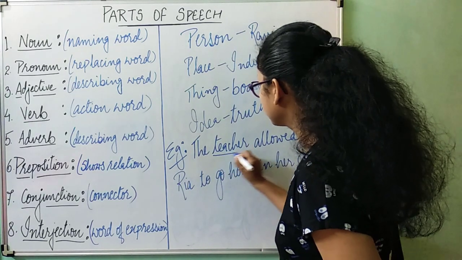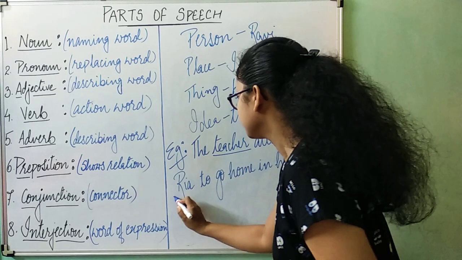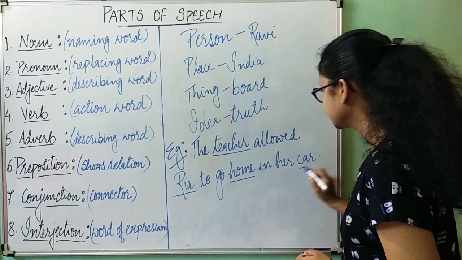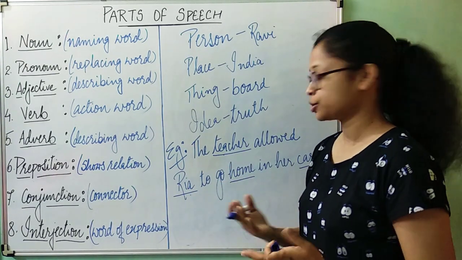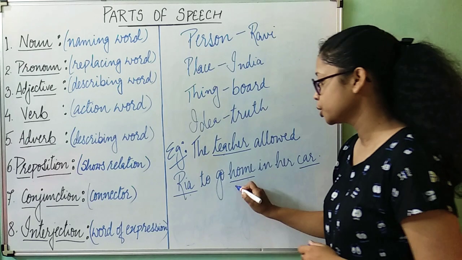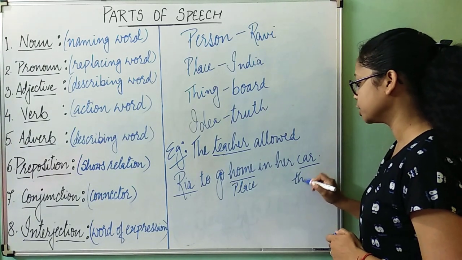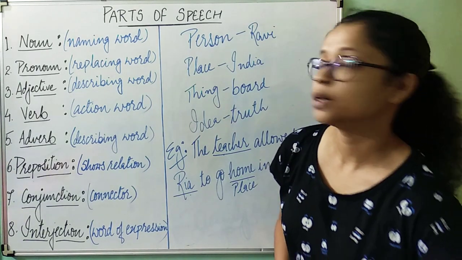Okay, so let's see. Teacher over here is a noun. Ria is again a noun, home and car. Now we can see teacher and Ria refer to a person. Home refers to a place, whereas car refers to a thing. Alright, hope this is clear to all.